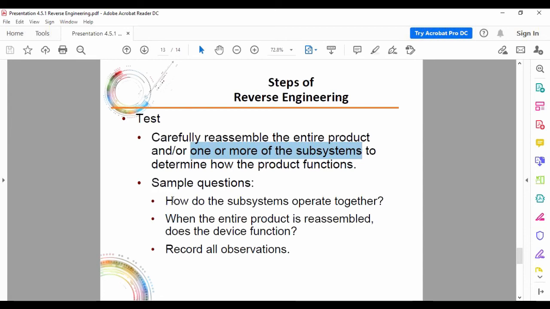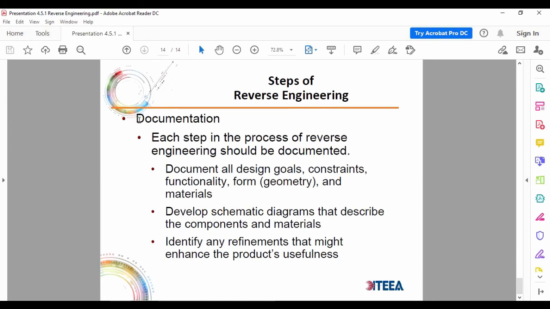Questions you can ask yourself: how do the subsystems operate together? When the entire product is reassembled, does the device function? And again, make sure that you record all of your observations. And then finally, your documentation. Each step of the process of reverse engineering should be documented. I said that at the very beginning, several slides ago.